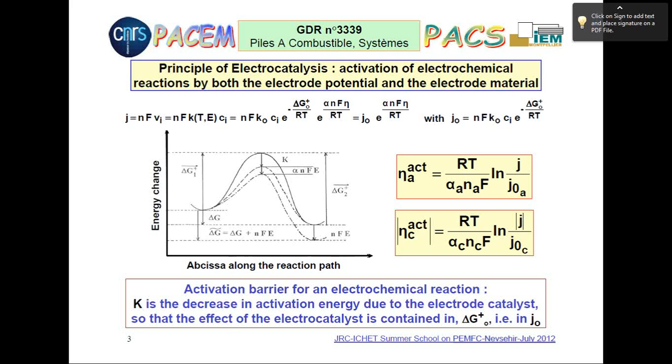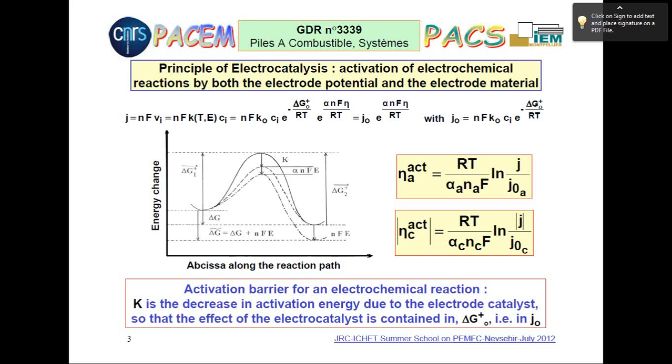So with this E, cell voltage, you can vary the barrier, or you can change the final state in both directions. You can decrease or increase energy. If you increase the energy of the final state, you can reverse the action, because the initial state will be lower. So you can see that with the electrochemical energy, electric energy, you can change the direction of the reaction. This is very important.